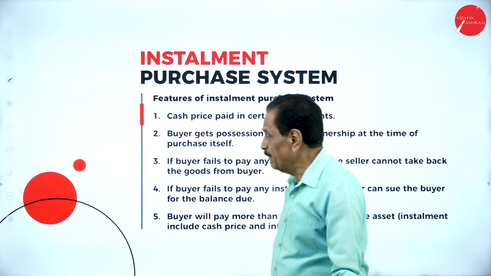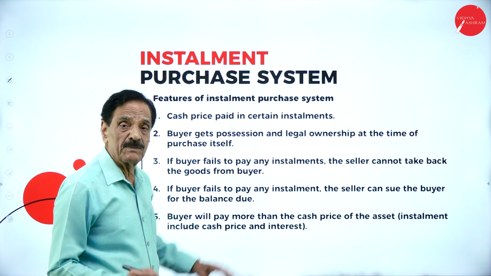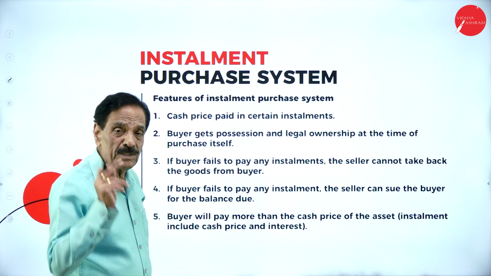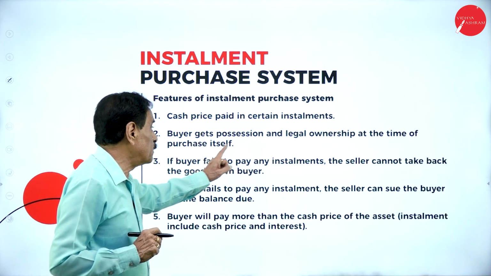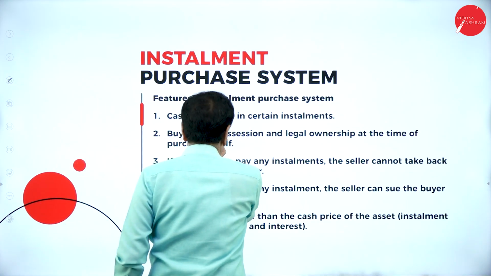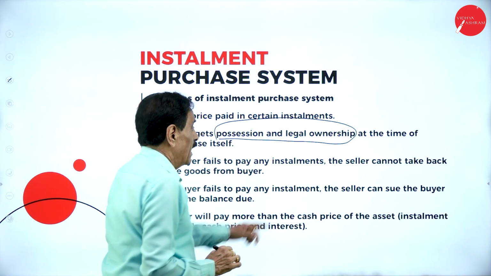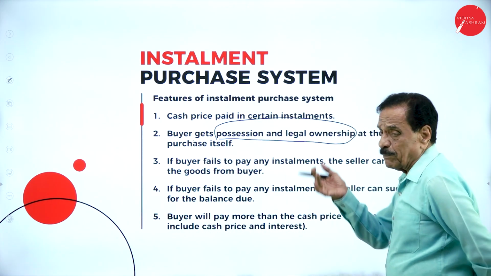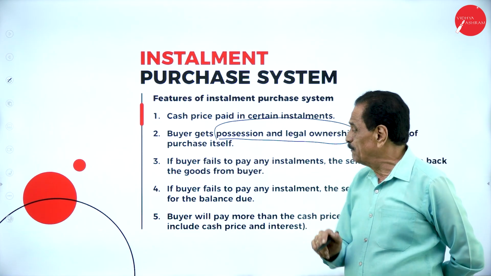Features. This is very important. Cash price paid in certain installments. Whatever the cash price paid, it has been paid in certain installments, which means it includes the cost price plus interest. Buyer gets possession and legal ownership. This is important. At the time of purchase itself, when you purchase the goods, the possession of the goods and the legal ownership are transferred from seller to the buyer.